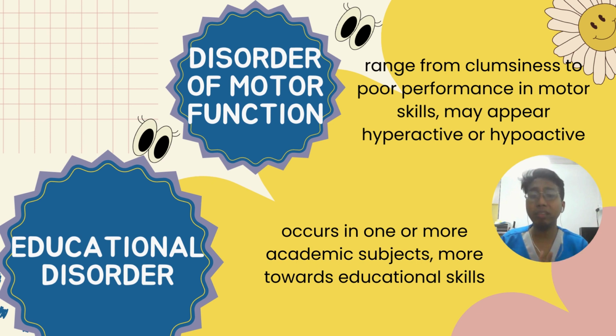The first one is disorder of motor function, where it can range from clumsiness to poor performance in motor skills such as fine motor skills and gross motor skills. And these children may appear as hyperactive, or we call it restlessness, or hypoactive and lethargic, where we can see the disorder of motor function. The next one is educational disorder, where it can occur in one or more academic subjects.